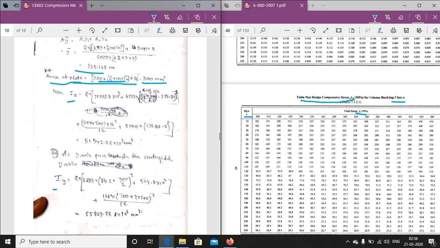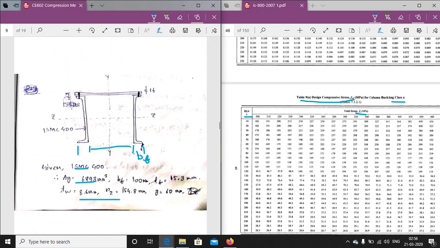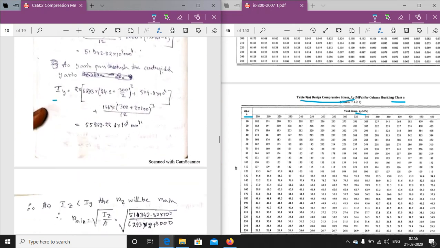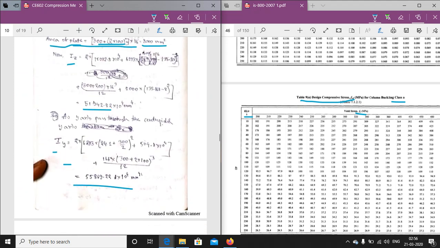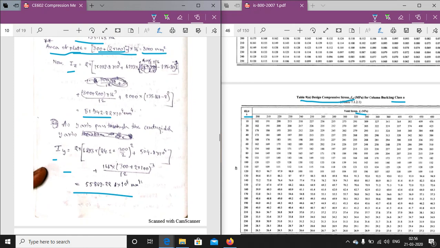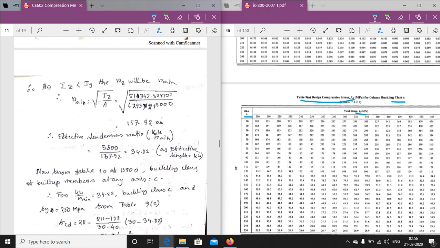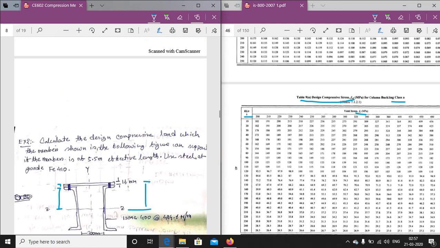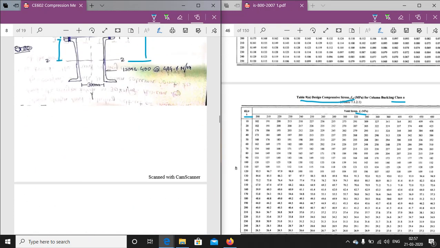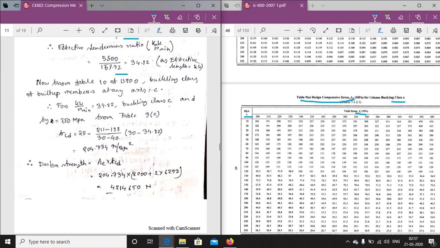So putting the value here and applying the parallel axis theorem for both cases, Iz and Iy, we are determining the moment of inertia in both axes. Now here Iz is less than Iy, so our minimum will be based on the Iz. So our r minimum is root of Iz by A, that is equal to 157.92. Effective slenderness ratio KL by r. Here the effective length is given. We can support if the member is of 5.5 meter effective length. So effective length is given. So 5500 by 157.92, that is 34.82.